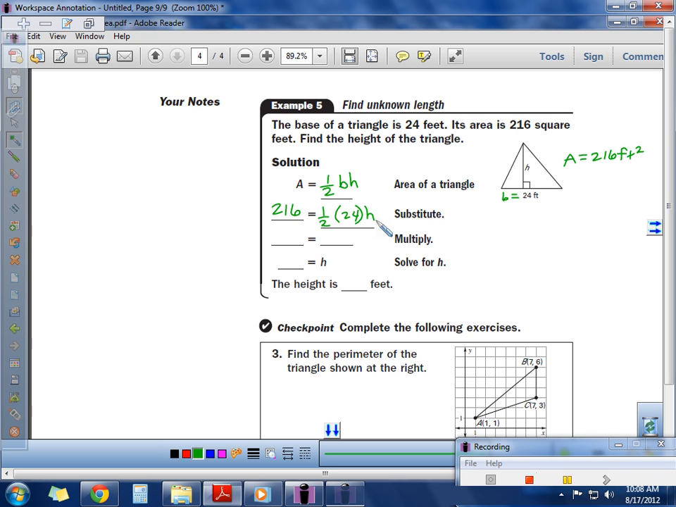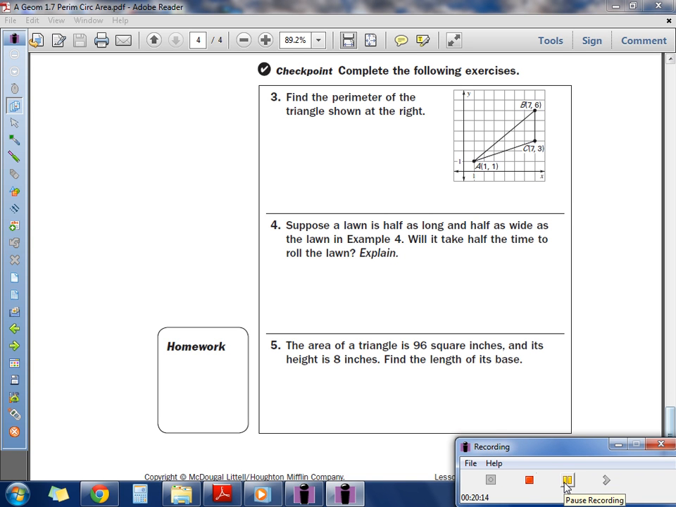So it's a little bit of Algebra 1. First thing I would do is take half of 24. What's half of 24? 12. That's pretty simple. Last step, we divide by 12 on each side. And what do we get? 18. So the height is 18 feet. Good. These are our last checkpoints. See if you can do these. I'll give you a little bit of time.